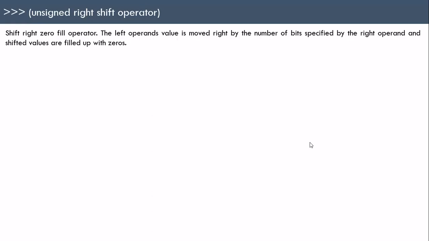If you have a negative number, in the case of a negative number, what will happen? Your MSB bit is always 1. So what it will do, after performing the unsigned right shift operator, it will unset that bit, and then you will get the 0 over there. Therefore, for a positive number, there will be no difference between those two operators. But for negative numbers, you will find the difference.